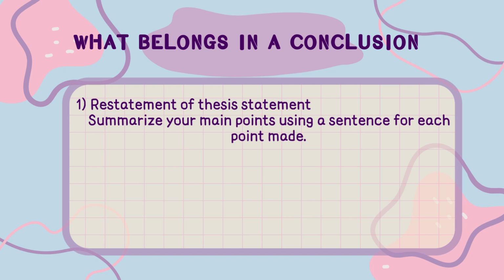You want to use different words, different phrasing, and you want to tell the reader again in a summary what this paper was about. The best way to do that is to summarize the main points using at least one sentence for each of the points made. If you made 4 points in your essay, then you're going to have 4 sentences restating that thesis.